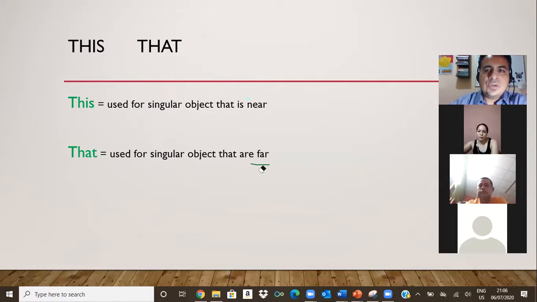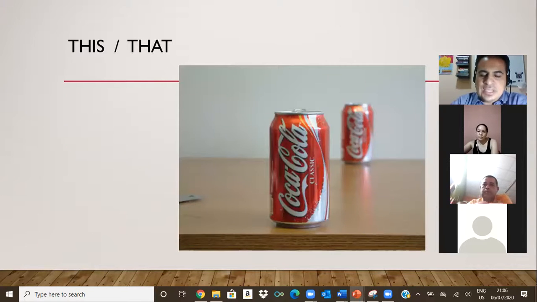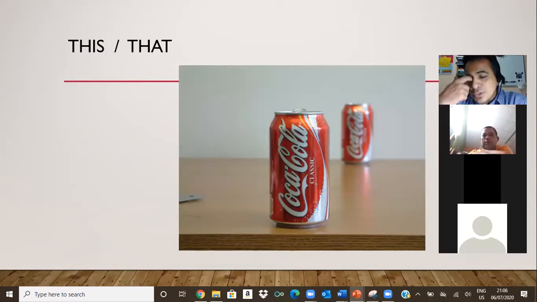So it's very important that you remember the position. For example, if you see here, I have two Coca-Colas. Una está cerca, otra está lejos. So which one do I use? For example, para la que está cerca, which one do I use? This. This is my Coca-Cola. What about the one that is far? That is my Coca-Cola. Very good.